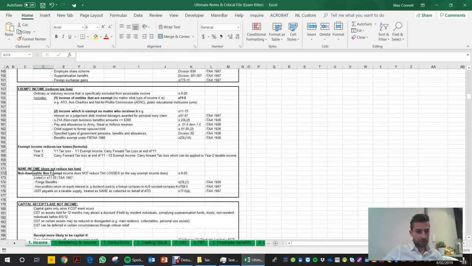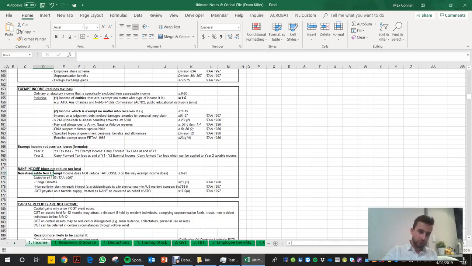Now, what is NANE then? NANE does exactly the same thing, except it does not reduce tax losses, whereas exempt income does. So if you've got tax losses in that current year, for example, you've got $1 million of salaries and wages, and you've got $500,000 tax to pay on that. And you've got $500,000 of losses that you're going to apply to that. So normally you would have no tax payable in that year.